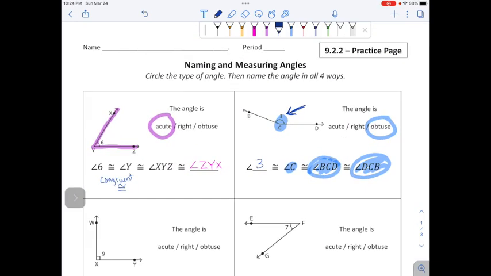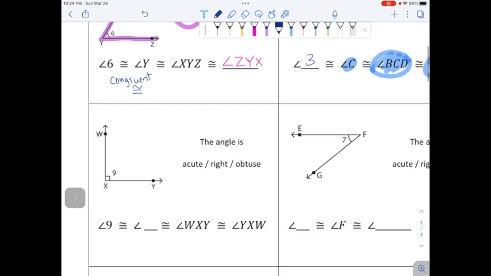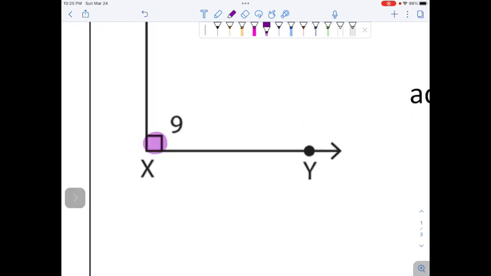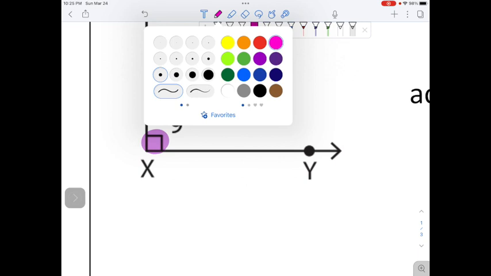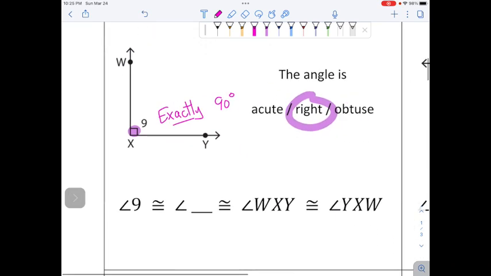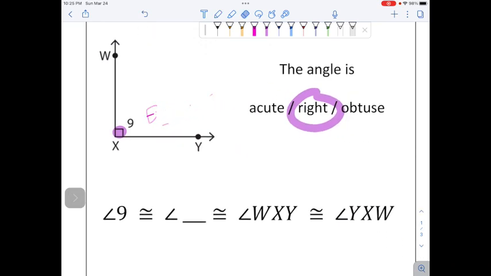Cool. We're going to do exactly one more. This angle is a right angle. We know because it's got this little square. Without that square, we can say maybe it's a right angle if it's really close. But with this square, it means that it is exactly 90 degrees.